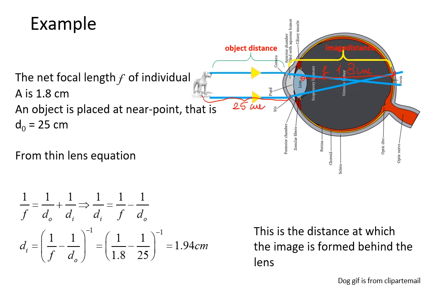So from the thin lens equations we obtain that DI is 1.94. So DI is outside the object, the image is formed beyond the retina membrane, because the image is formed beyond the retina.